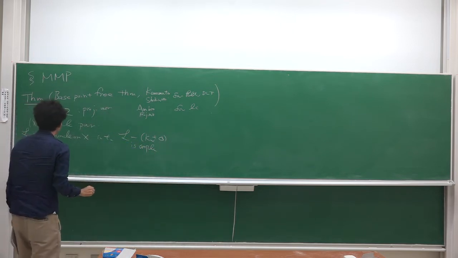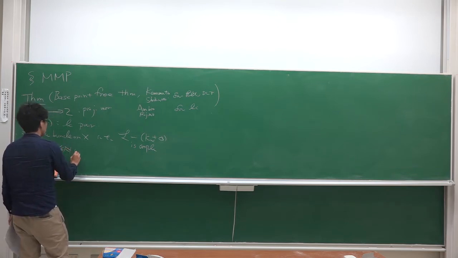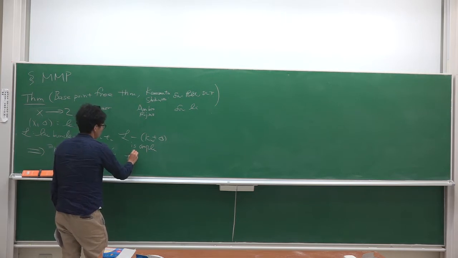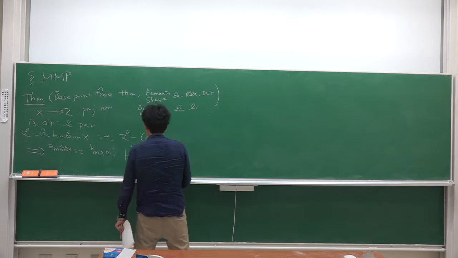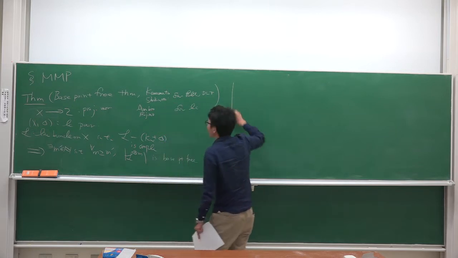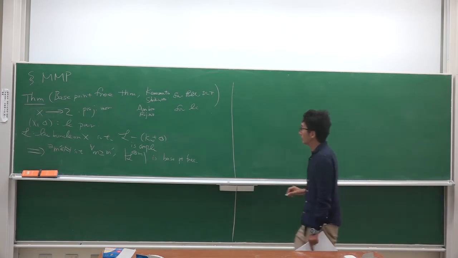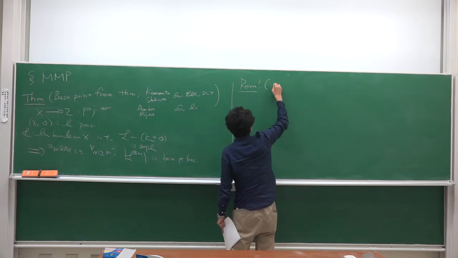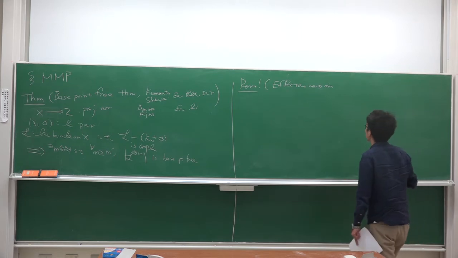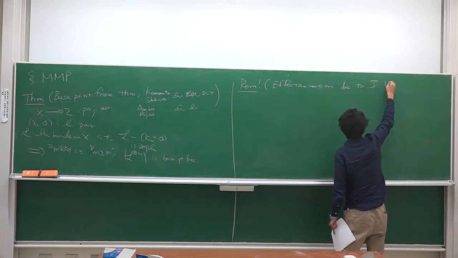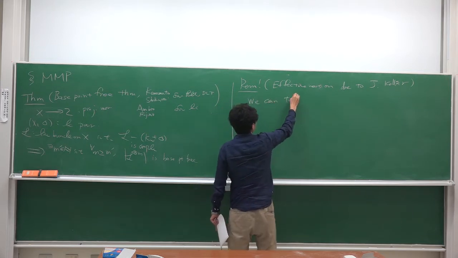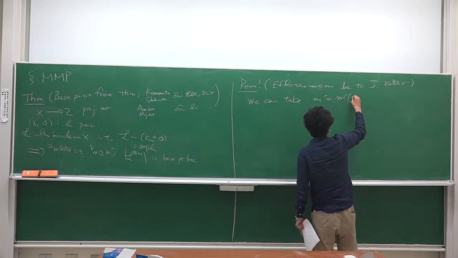Then there is some M prime such that for N M, which is bigger than N prime, the test by M gives the complete linear system with the case of M based on P. So I should say Riemann, some effective version of this theorem, basically due to Corona. So we can take the M prime, and it depends only on the image on X.